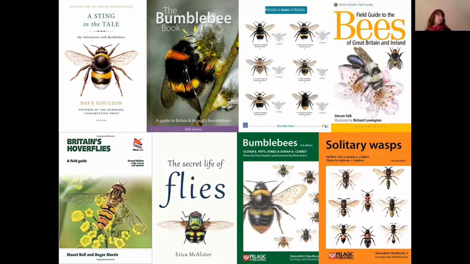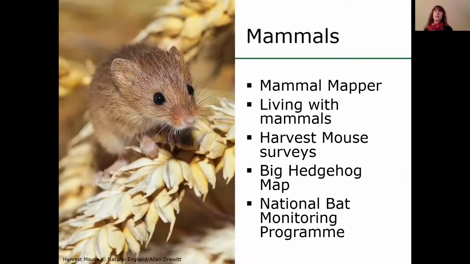So not being too disappointed if you can't get it to species level, but if you can still say, well, I know that it's some kind of Andrena bee, that's still a useful record. And if you can photograph it, it might be that someone can help identify it.